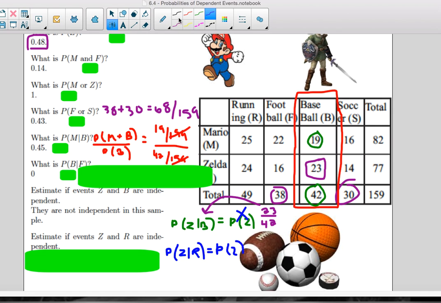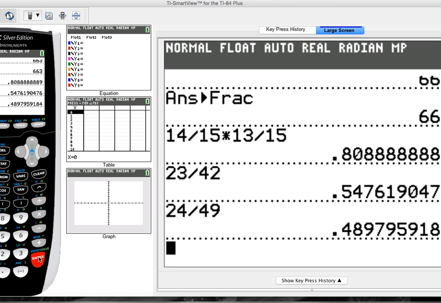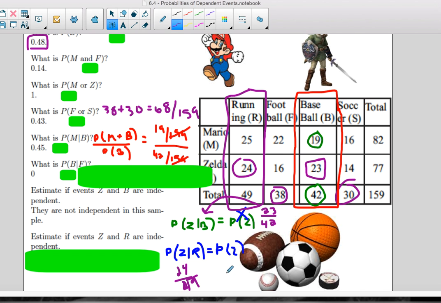So the probability of Zelda given running. All right, so we're going to look at the running column. We're going to say, okay, the probability that somebody likes Zelda, given that they're in this column, is 24 out of 49, given that they like running. We got 24 out of 49, which is 48.97, so just under 49%. And then the probability of Zelda, which we already had before, was 48%.